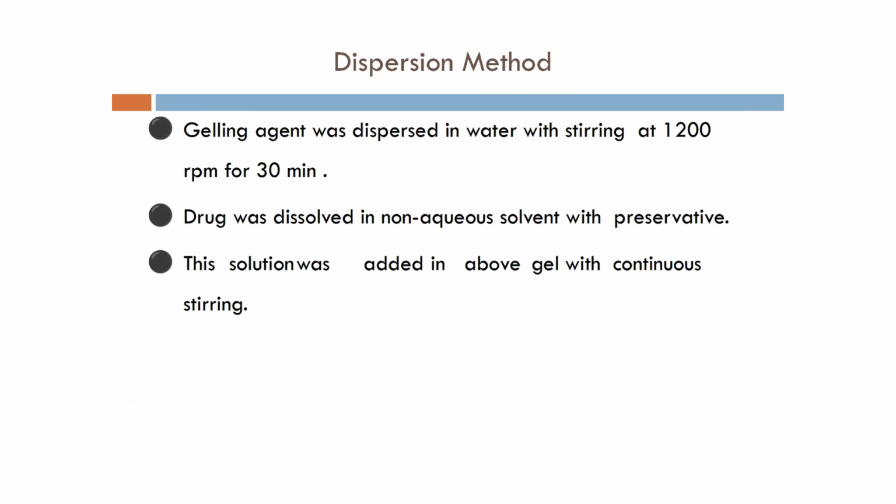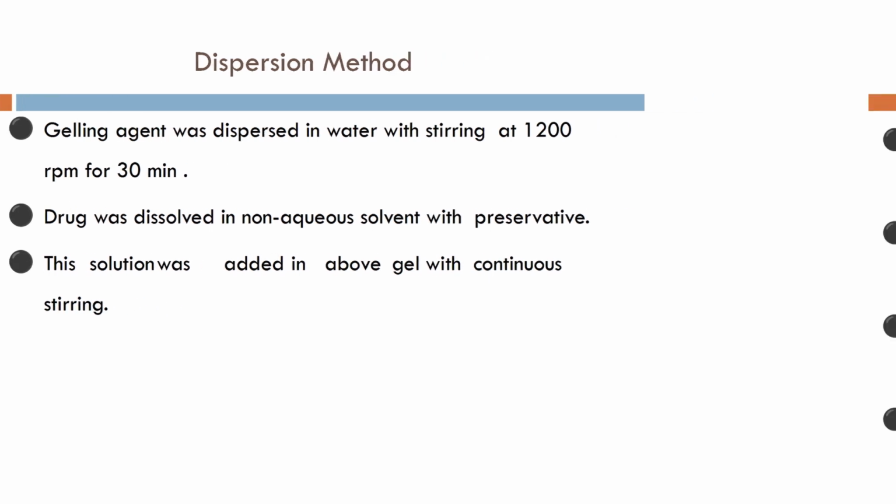Finally, let's look at the dispersion method. Here the gelling agent is first dispersed in water with stirring at about 1200 revolutions per minute for 30 minutes. Meanwhile, the drug is dissolved in a non-aqueous solvent along with a preservative. This drug solution is then added into the gel base with continuous stirring to form the final product.